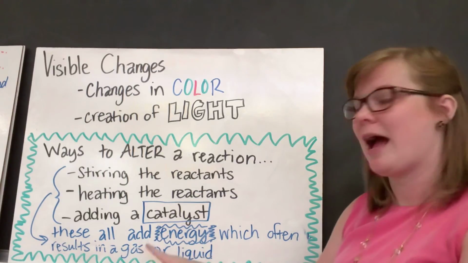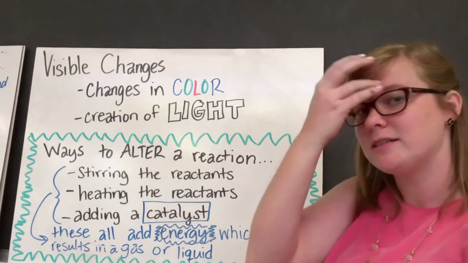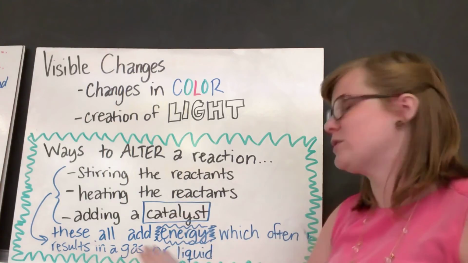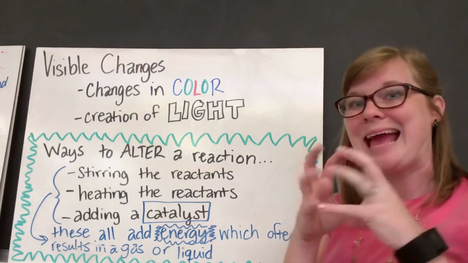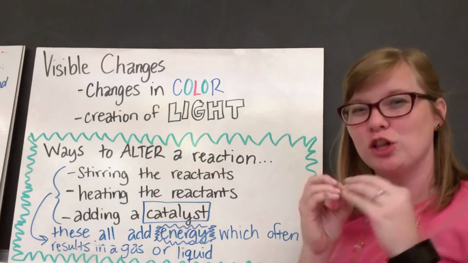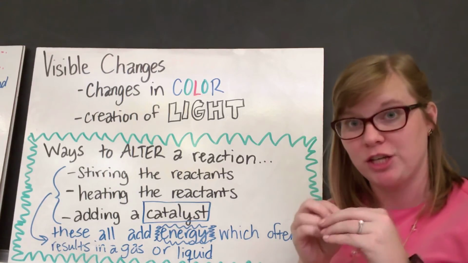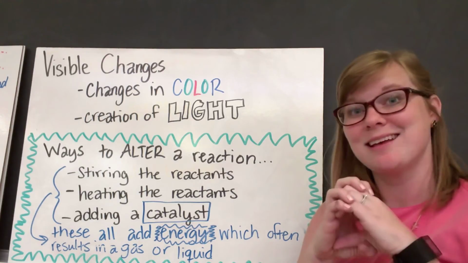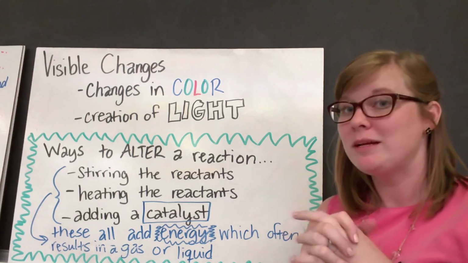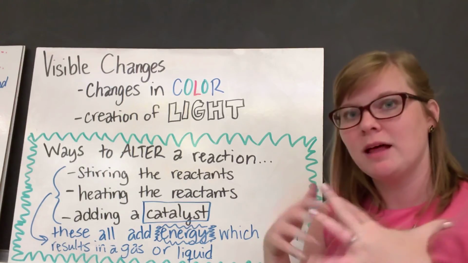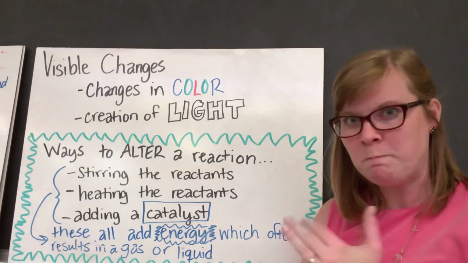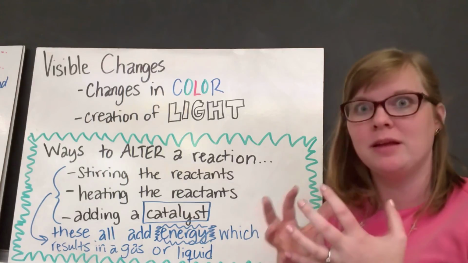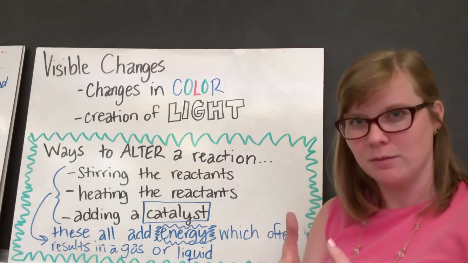Now, the reason that adding energy speeds up the reaction, or results in a gas or a liquid, is because the atoms in our three states of matter look very different. They all have a different level of energy. Solids have very low energy, and the atoms inside a solid don't move very much. Liquids move a moderate amount. They're mid-level, so the atoms move more. And our gases have really rapid, flowing movement of their atoms.